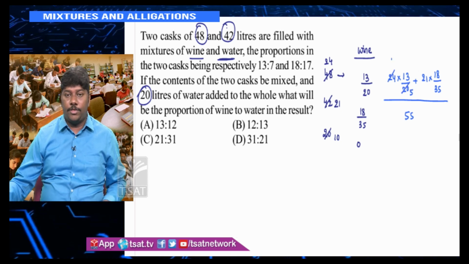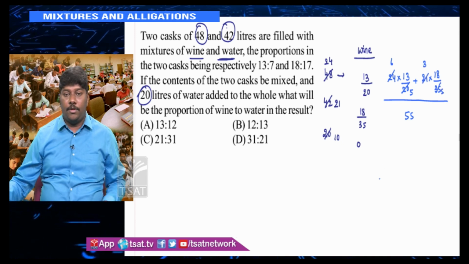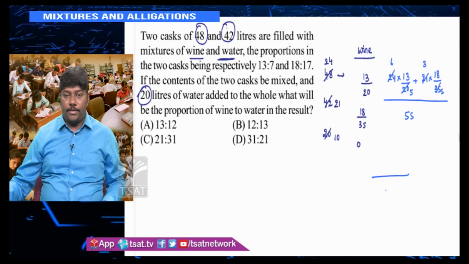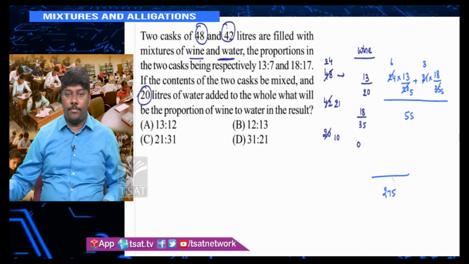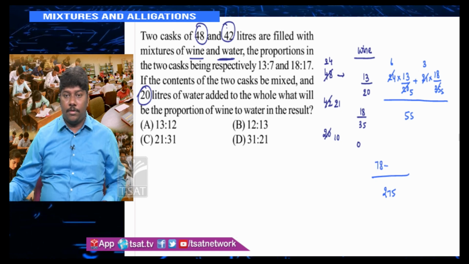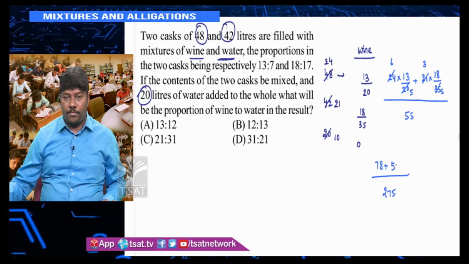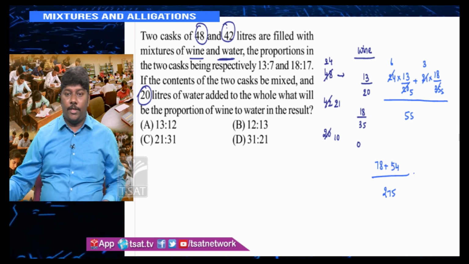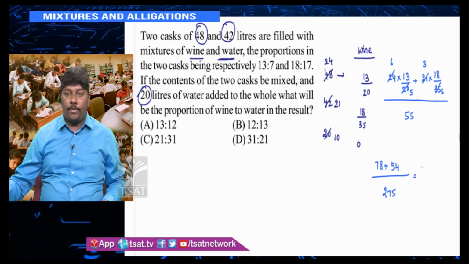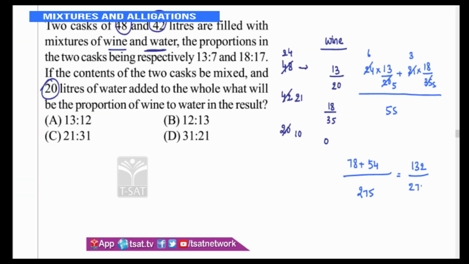5 comes down. 55 into 5 is 275. In the numerator, you are going to get 13 into 6, 78, plus 18 into 3, 54. Together, we are going to get 132. Cancel it in the 11 table. I would say 11 25s are 275, 11 12s are 132.